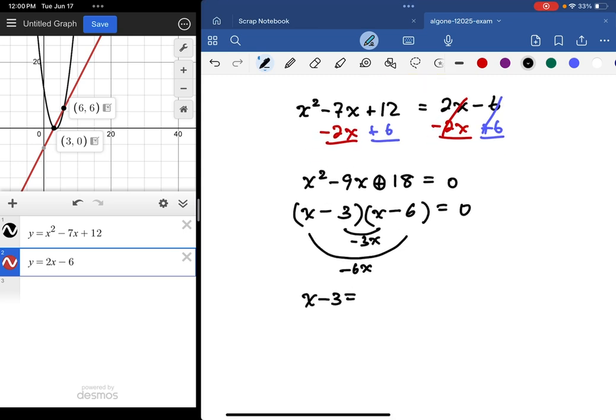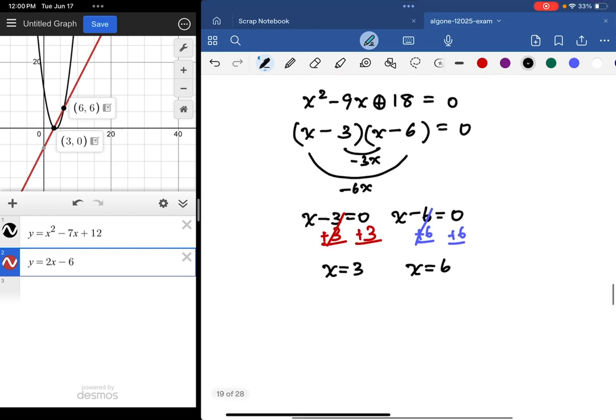So I take my x minus 3, set it equal to 0. Same thing with my x minus 6. Add 3. Add 6. And I get x equals 3, x equals 6. But I need the y values that go along with that. So all I'm going to do here is I'm going to take my y equals 2x minus 6. I'm going to plug in an x equals 3. And then I'm going to plug in an x equals 6.